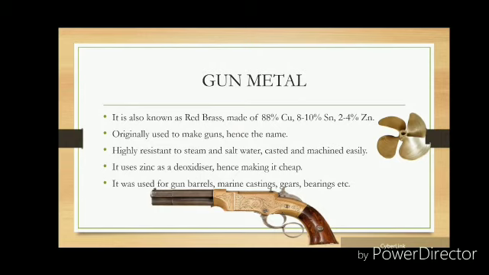Gunmetal. It is also known as red brass commonly, made of 88% copper, 8 to 10% tin, and 2 to 4% of zinc. Here zinc replaces phosphorus. Originally used to make guns, hence the name. Highly resistant to steam and salt water, and is easily casted and machined. It uses zinc as a deoxidizer, hence it's cheaper than using phosphorus.